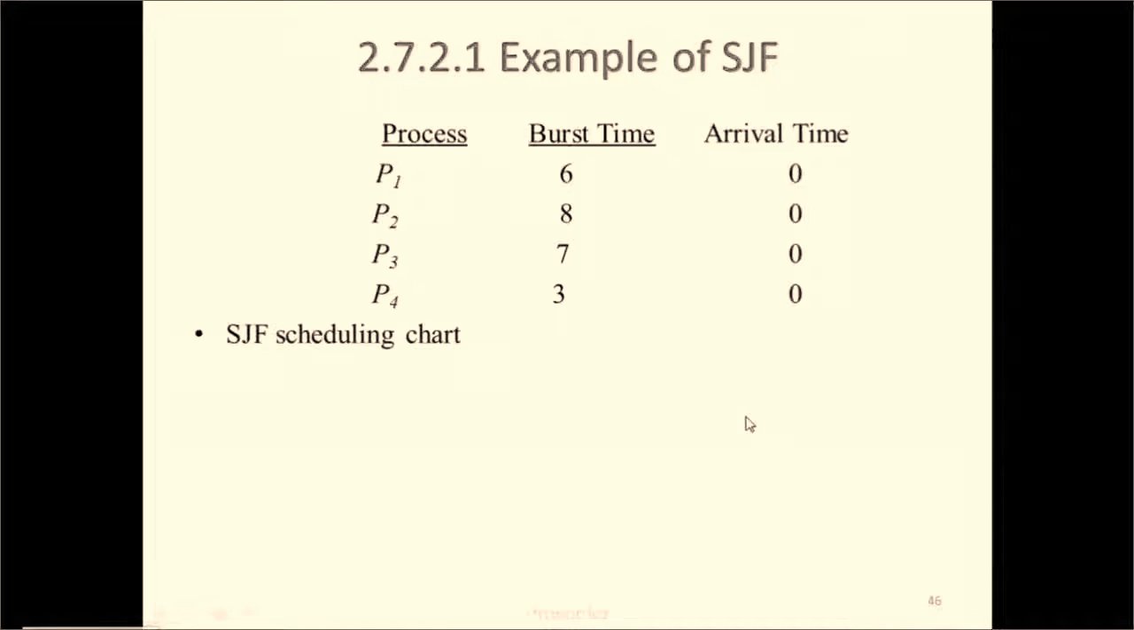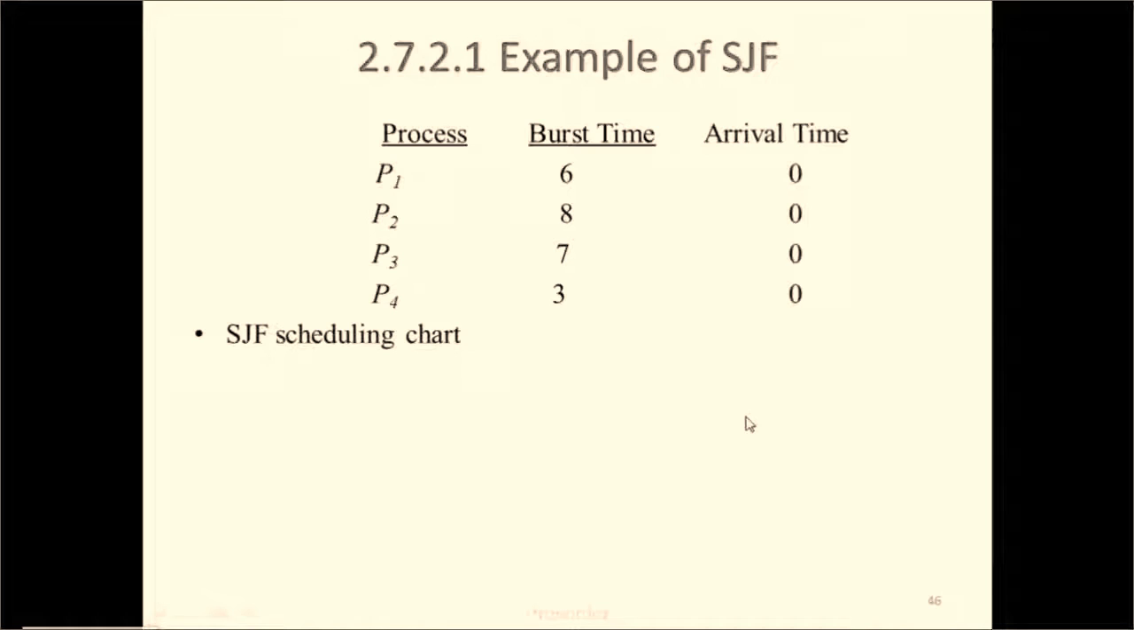So here is an example. Now what I would strongly recommend is, open a notebook, pen, and start calculating the time on your own or start drawing the Gantt chart on your own. Thereby you will get the average time.